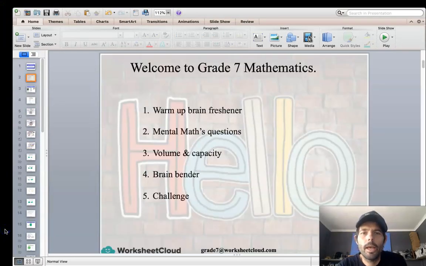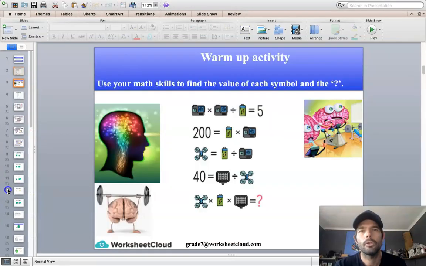Our schedule for today, our main theme is volume and capacity. We have our warm-up and our mental maths questions covering previously taught principles, just to keep those concepts fresh in your mind. And then we've got the normal brain benders and challenges for you to finish off on. Right, let's get into our warm-up for today.